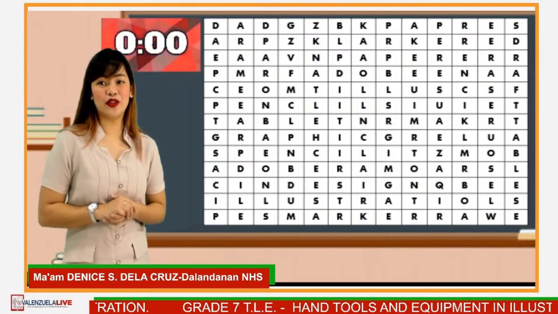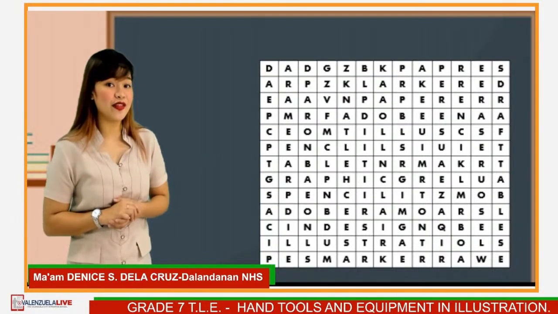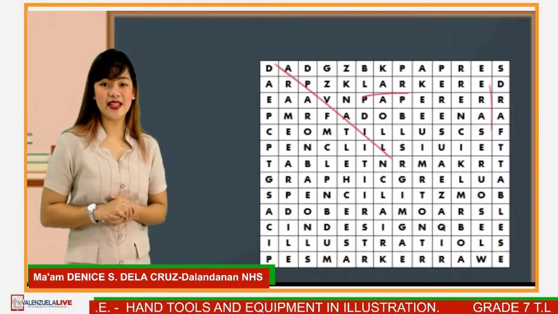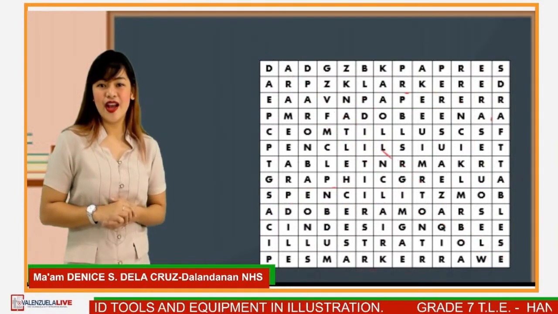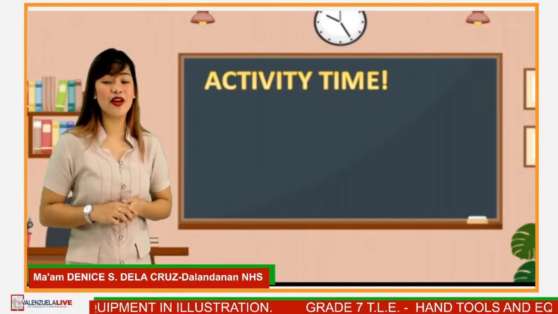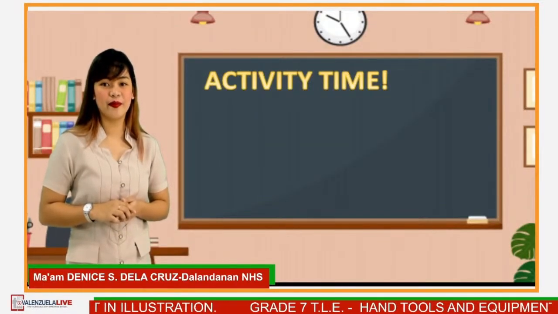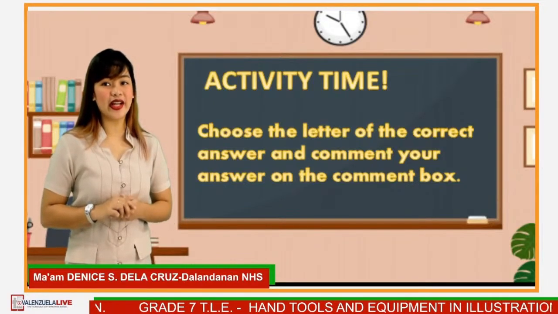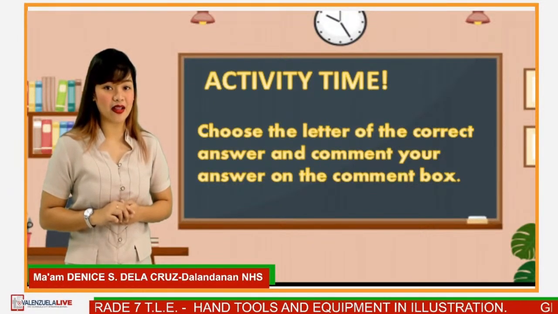Were you able to find the words drafting table, paper, eraser, pencil, and marker? Great job, learners! Now, let us have another activity. Choose the letter of the correct answer and comment your answer on the comment box.